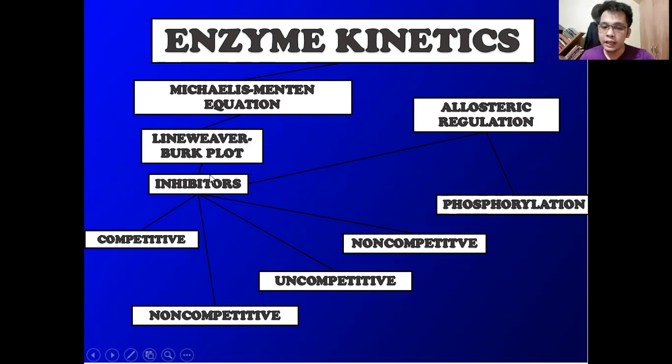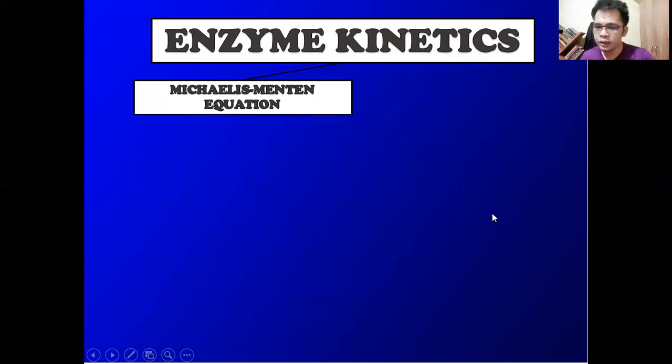Or equation natin. And then after that, we will discuss the allosteric regulation, which is both an activator and inhibitor, which doesn't obey the Michaelis-Menten equation. And I just provide you one example of this, which is phosphorylation. Okay, so let's start with the Michaelis-Menten equation.